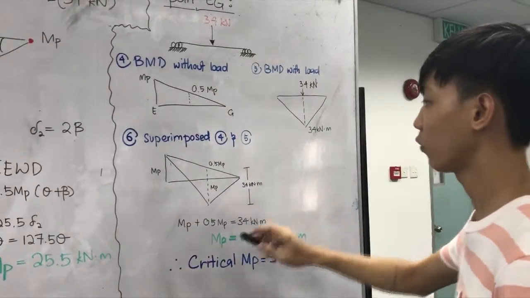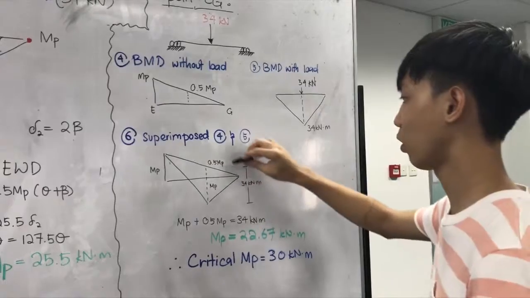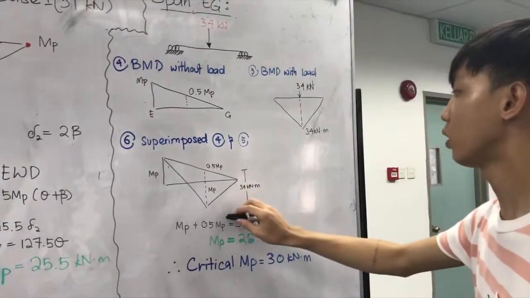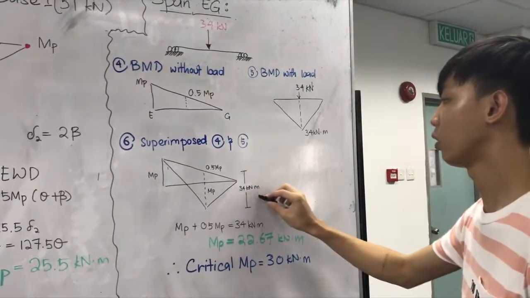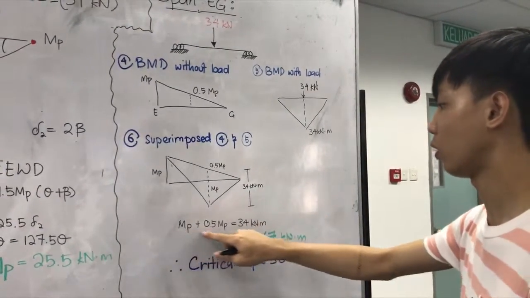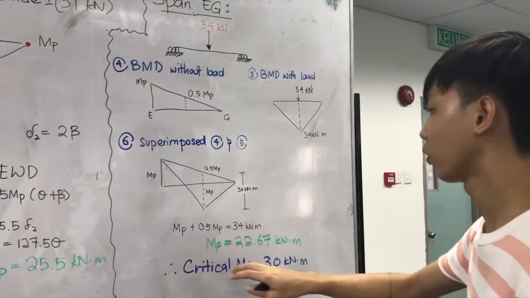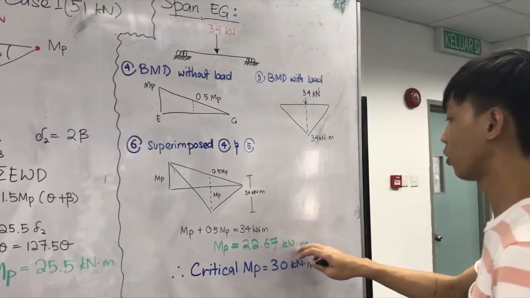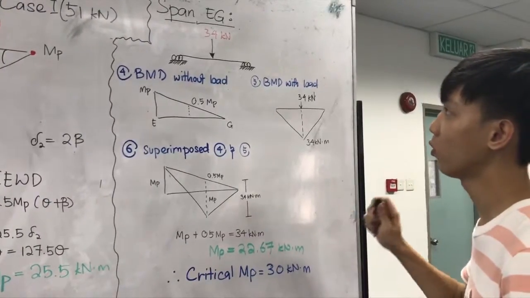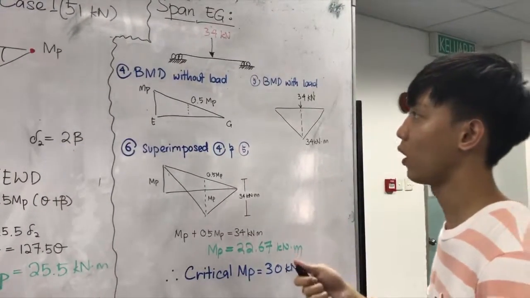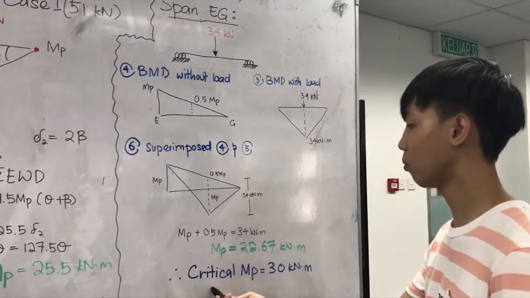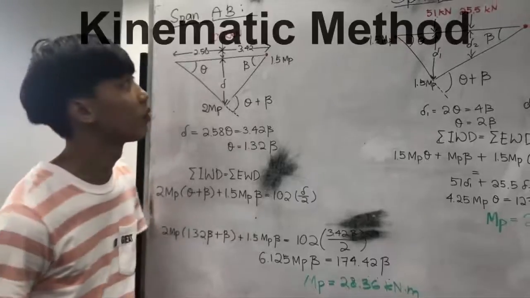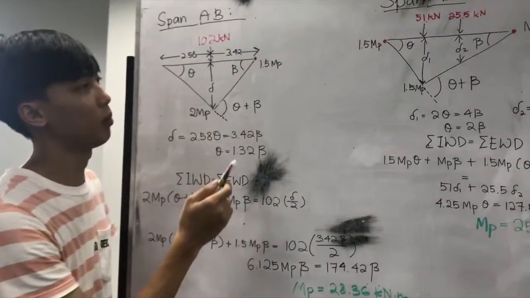And then you have to calculate the static calculation of here, you sum all the MP equating to the moment here. So you will obtain this equation. Therefore, the MP is 22.67 kilonewton per meter. So based on all spans, we have critical MP of 30 kilonewton per meter. So next method is kinematic methods.